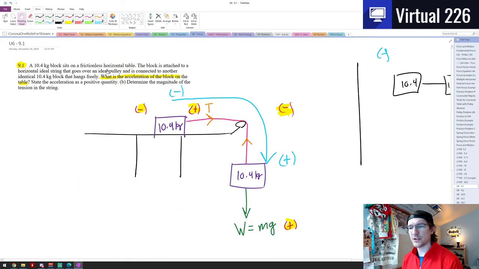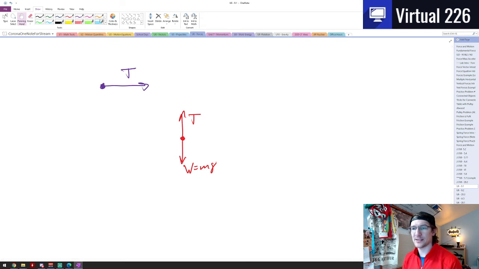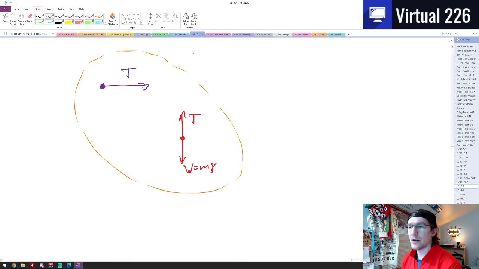But what we're looking for initially is just the acceleration of the block on the table, which is the block down here. The accelerations have to be the same. And what we could do then is take a system, the entire scenario, and say the sum of the forces will equal ma for that. In doing this, remember, down is positive, up is negative, right is positive, left is negative.